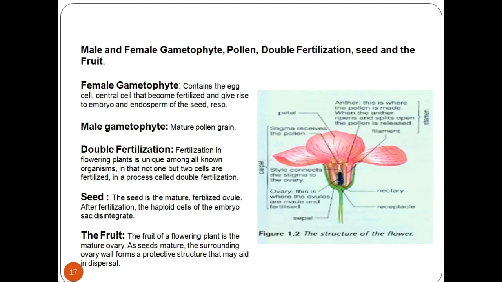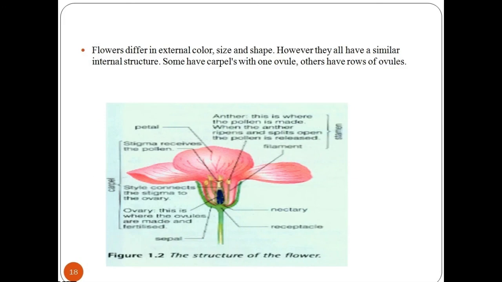Then, the fertilized egg cell is a zygote that develops into the diploid embryo of the sporophyte. The fertilized endosperm nucleus divides into the triploid endosperm, a nutritive tissue that sustains the embryo and the seedling. The seed is a mature, fertilized ovule. The maternally derived diploid cells of the ovule develop into the hard, water-resistant outer covering of the seed called the testa or seed coat.